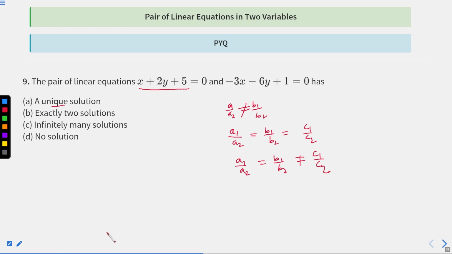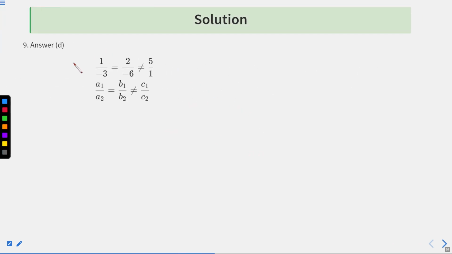Okay, so if we compare, then we'll get the value of A1 is equal to 1, B1 is equal to 2, and C1 is equal to 5. Okay, and the value of A2 is equal to -3, B2 is equal to -6, and C2 is equal to 1. Now the ratio A1 by A2 is equal to 1 by -3, the ratio B1 by B2 is equal to 2 by -6, and the ratio C1 by C2 is equal to 5 by 1. So here you can see the ratio 1 by -3 is equal to 2 by -6, but does not equal 5 by 1.